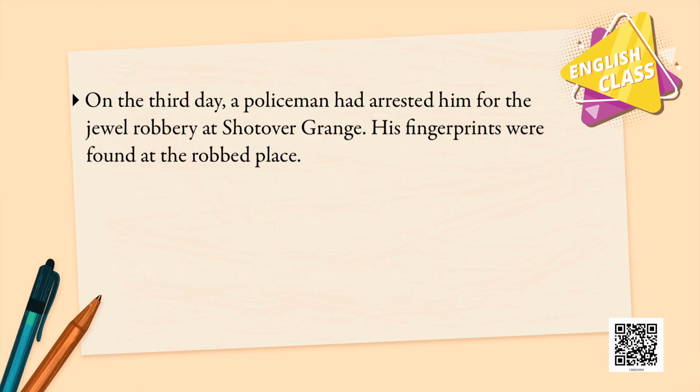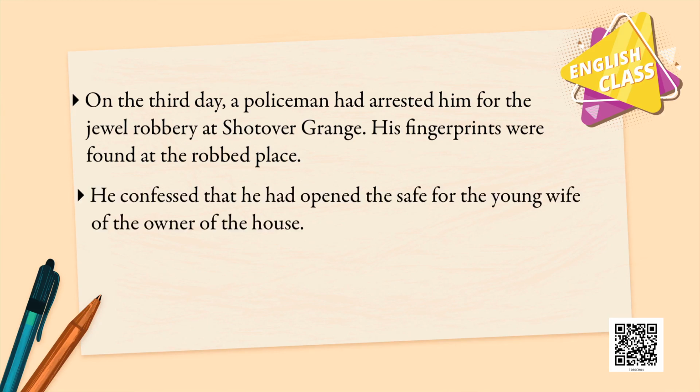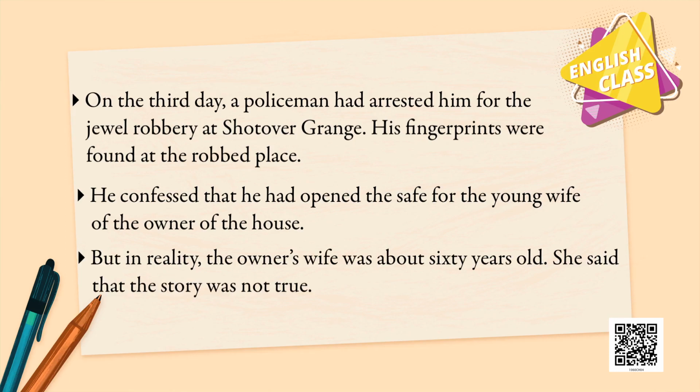On the 3rd day, a policeman arrested him for the jewel robbery at Shotover Grange. His fingerprints were found at the robbed place. He confessed that he had opened the safe for the young wife of the owner of the house. But in reality, the owner's wife was about 60 years old. She said the story was not true.